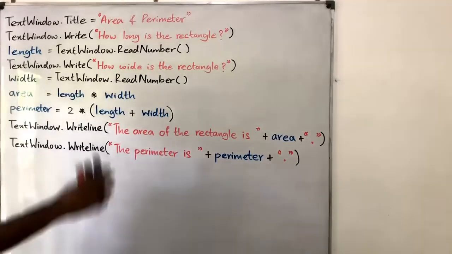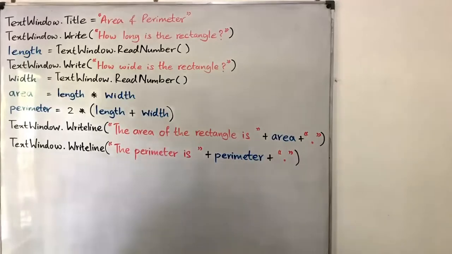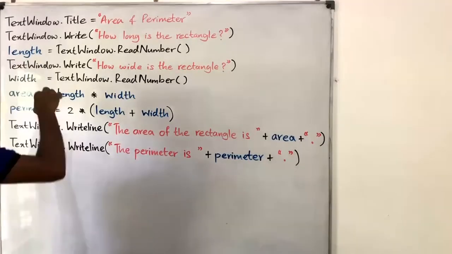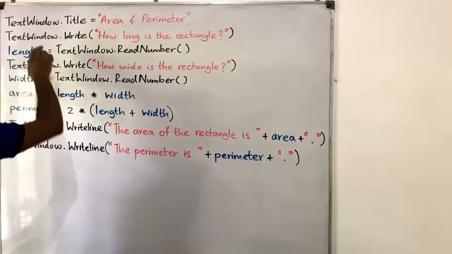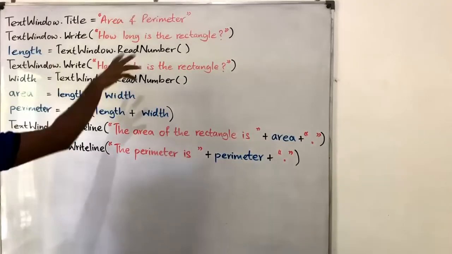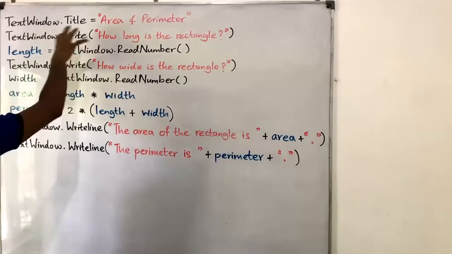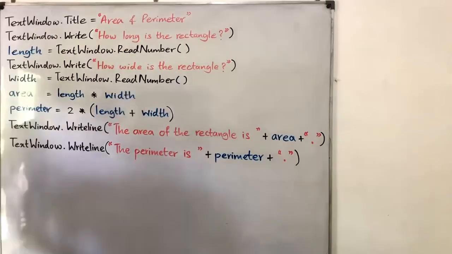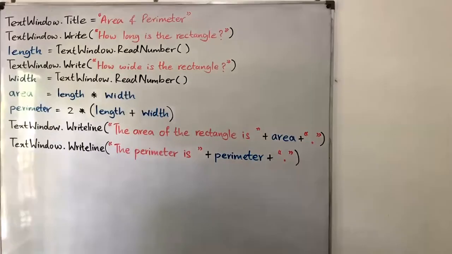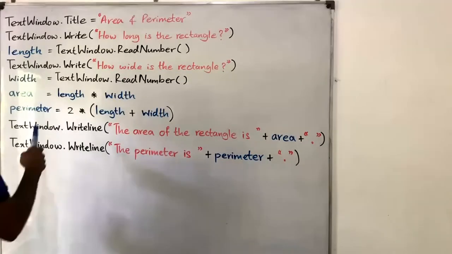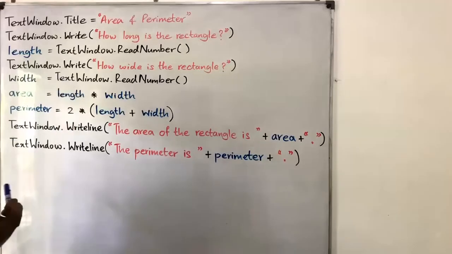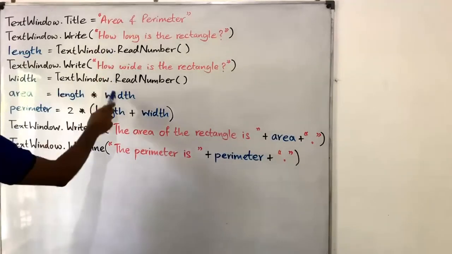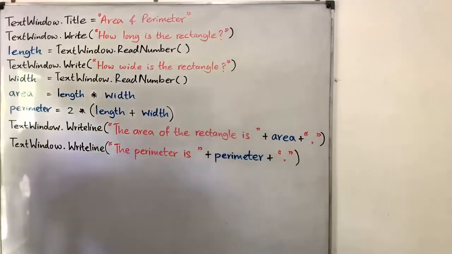Last day I also said that in a code or in a program segment, we don't say these are sentences. Instead of the word sentence, we use the word statement. So how many statements are there? 1 2 3 4 5 6 7 8 9. Altogether there are 9 statements.